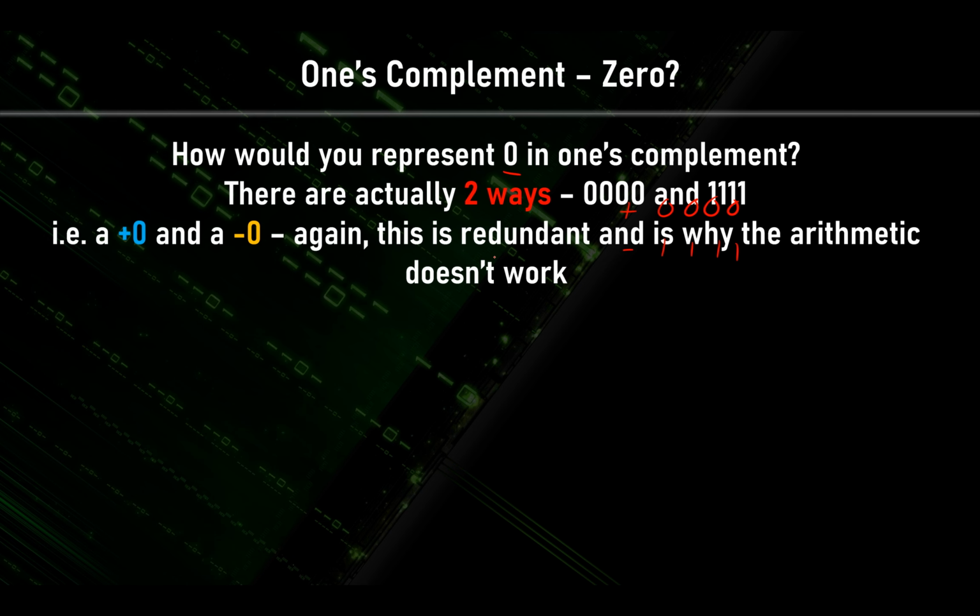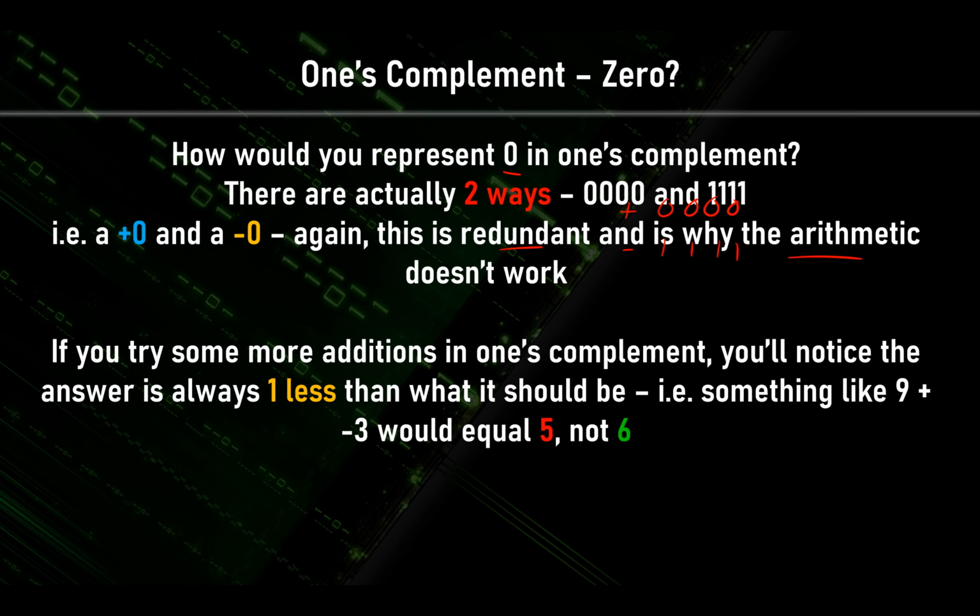This is both redundant, and it's also a reason why the arithmetic doesn't work. If you try some more additions in 1's complement, you'll notice the answer is always 1 less than what it should be. So, for example, if we do 9 plus negative 3, which is effectively just 9 minus 3, but we've not looked at subtraction yet, so that's why I'm saying 9 plus negative 3. Then in 1's complement, this would equal 5, whereas the correct answer should be 6.